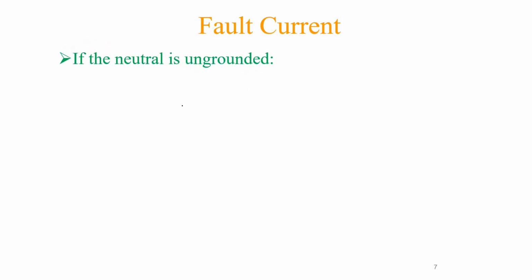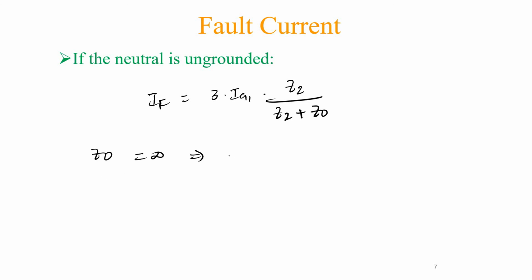If the neutral is ungrounded, what will happen? The fault current IF is equal to 3 IA1 into Z2 by Z2 plus Z0. If neutral is absent, Z0 will be equal to infinity. So if it is infinity, the fault current will be 0. So if neutral is absent, the fault current also will be absent in the system. There won't be any fault current in the system.